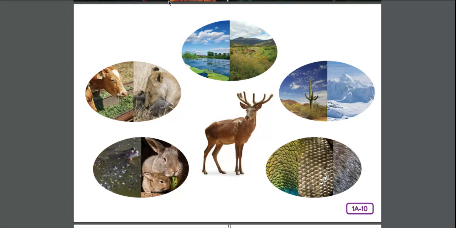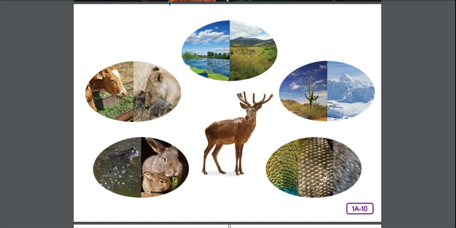Scientists classify organisms, including animals, in order to show relationships between them. Animals are classified by common characteristics. Vertebrate animals have backbones, whereas invertebrates do not. Some are warm-blooded, whereas others are cold-blooded.